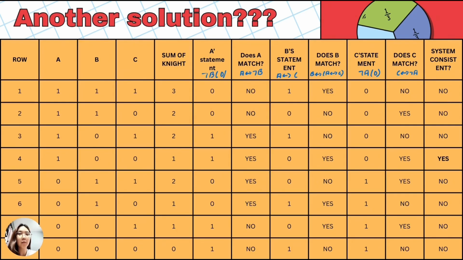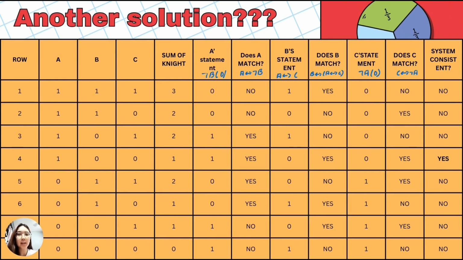And same, we have to compare: does the B statement match with column B? For example, in row 1, B is 1, and the B statement is also 1. So yes, they are matched. For example, in row 2, B is 1, but the B statement is 0. So they are not matching.